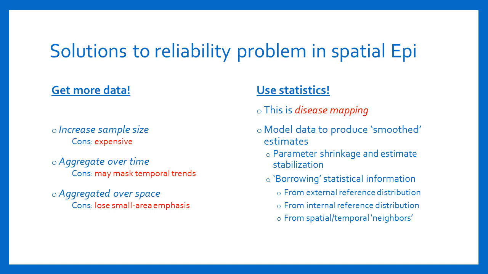And so what we're interested in is thinking, how can we borrow statistical information from different sources in order to produce more reliable estimates of general geographic trends? And when I say borrow, what I mean is that we're going to use some kind of information from another source, like an external reference distribution. Like if I was doing work in Georgia, I might use the US rate as the external reference distribution. Or perhaps an internal reference distribution, like the rate in Georgia overall, or perhaps specifically from spatial or temporal neighbors. So I'm going to talk more about what that means.